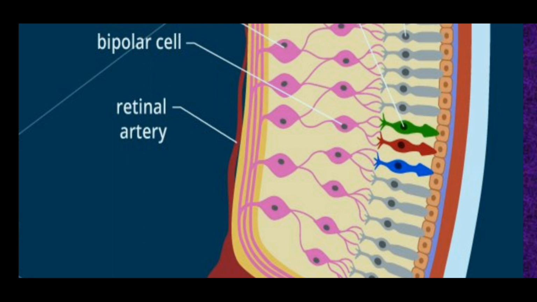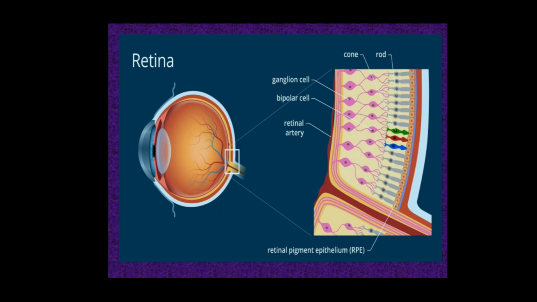So this is the picture showing the arrangement of cones and rods in the retina, and later they are connected to the neurons. Here you can see the different neurons connected to the cones as well as the rods, which is part of the retina.